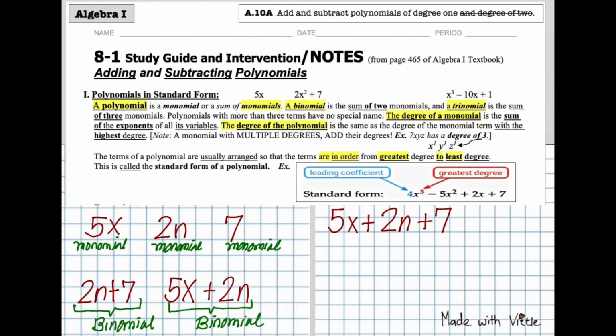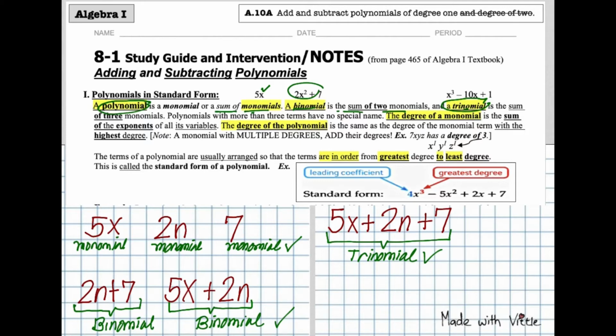So in an expression wherein there are three monomials, now we call it trinomial. So all these are called polynomials, but some will be monomial, some will be binomial, and some will be trinomial. So going back to the definition, a polynomial is a sum of monomials. A monomial is just a single term. Binomial has two terms, it's the sum of two monomials. And trinomial is the sum of three monomials. Polynomials with more than three terms have no special name.